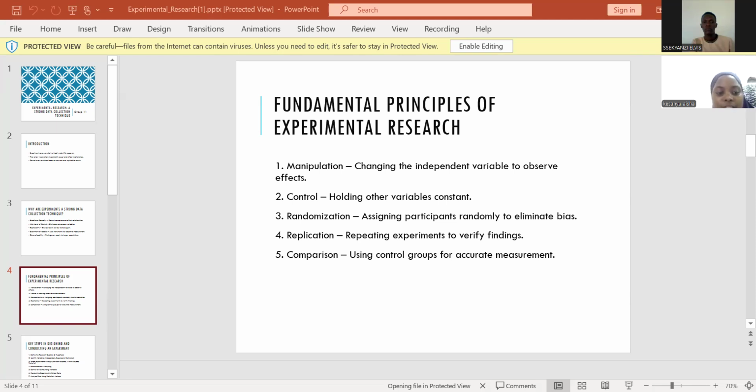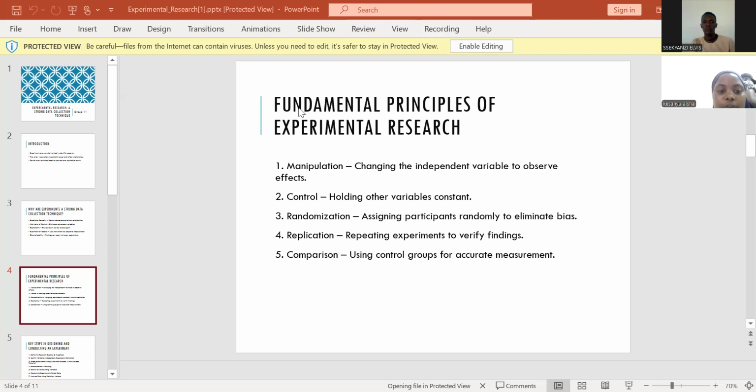In manipulation, this involves changing the independent variable to see how it affects the dependent variable. For example, you might increase light exposure to see how it affects sleep quality. When I talk about control, researchers keep all other variables constant to avoid interference. In this way, any change in results can be more confidently linked to the variable being tested.